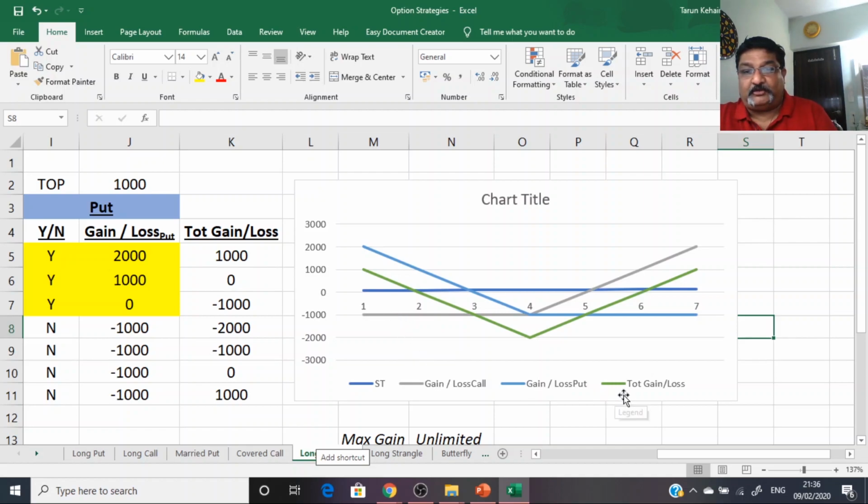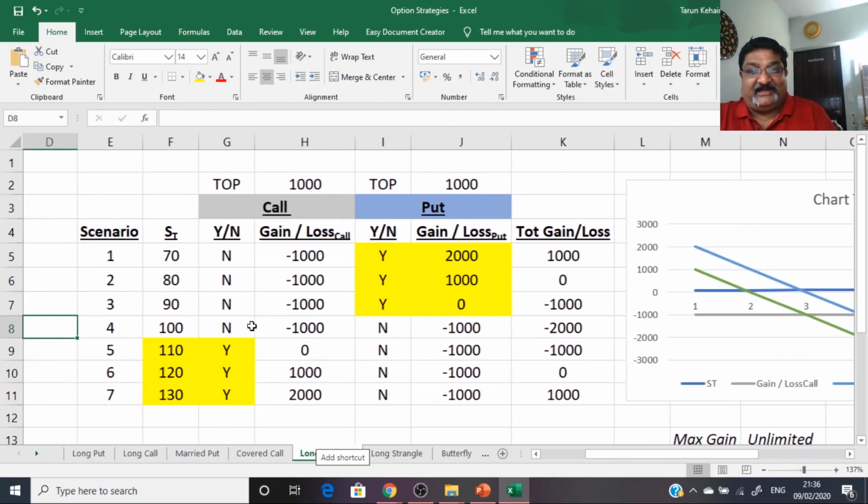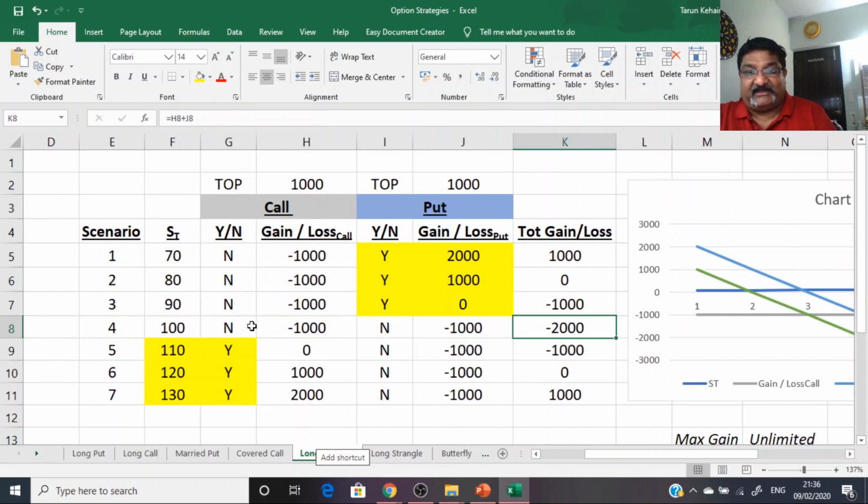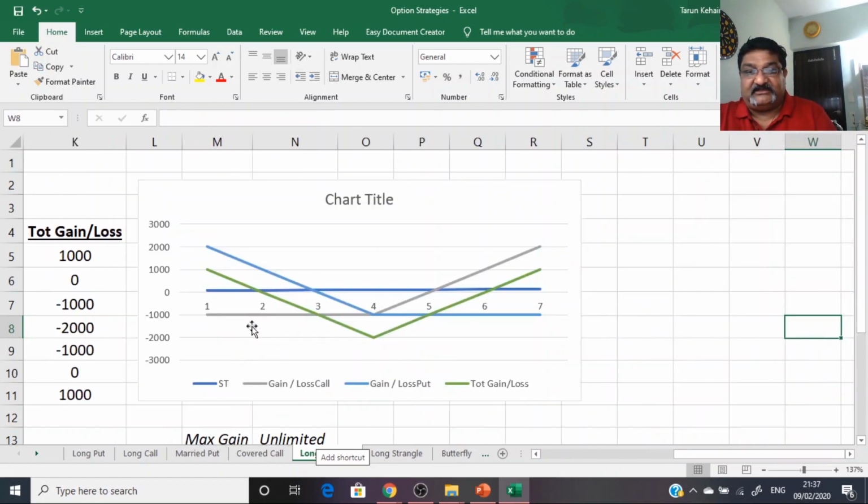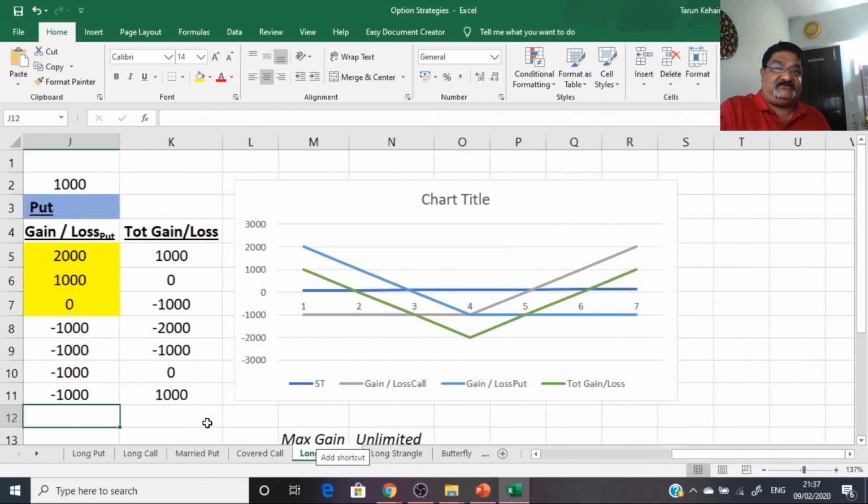And if you look at the total gain or loss, this is the one in the green. It comes down, reaches the minimum. At the fourth scenario, you will see that the loss is the maximum $2,000, which is nothing but a combination of the premiums that you pay, and then it again starts rising. Look here, comes down and then again starts rising. So that's a long straddle strategy.